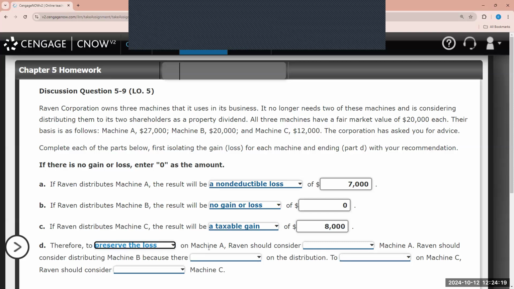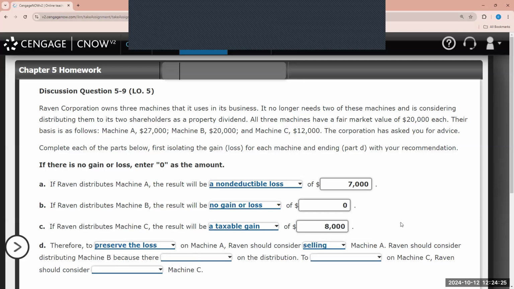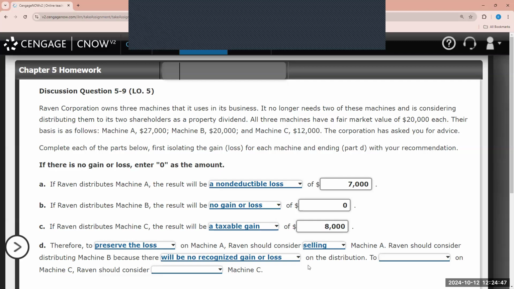Therefore, to preserve the loss on machine A, because again, we have a loss for A, Raven, as mentioned earlier, should consider selling machine A, because from there they can use the proceeds and distribute it to the shareholders versus distributing the lost property to the shareholders, and they get no benefit from it. Raven should consider distributing machine B because there's no recognized gain or loss on the transaction. So it doesn't matter if you keep it or distribute it, no gain or loss is going to be recognized. In regard to machine C, in such case, they might want to avoid recognizing the gain.